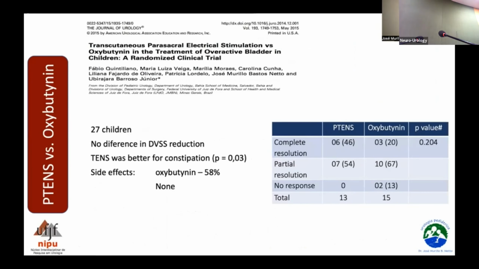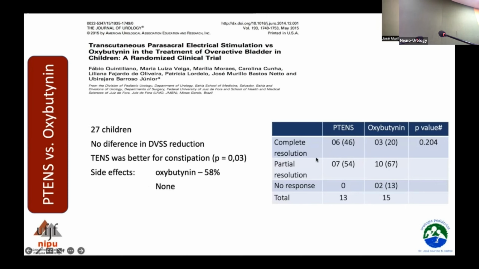In this other study that we participated in, we compared parasacral TENS with oxybutynin, and although the number of children was small, so we didn't see any difference in DVSS score, TENS was better for constipation than oxybutynin, of course, because anticholinergics increase constipation. We had no side effects with TENS.